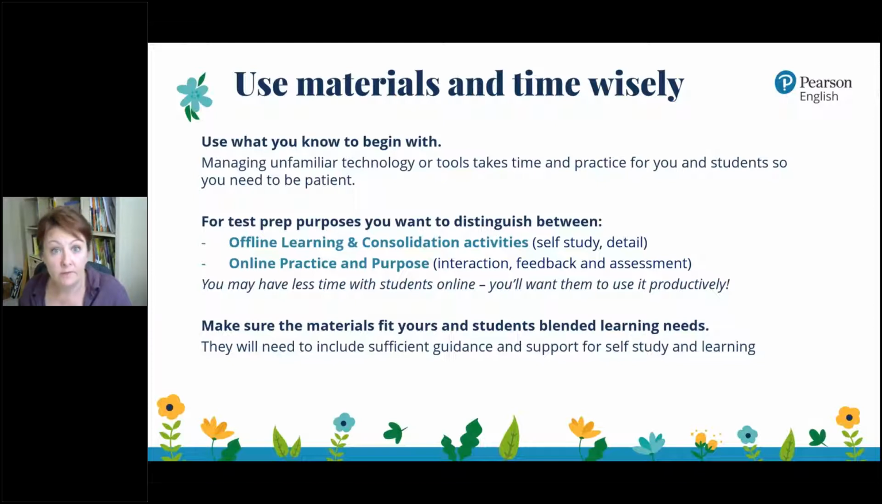There's no reason why that has to suffer from blended learning or from not being face-to-face with your students. There's lots of ways to use the time together with the students to use it as productively as possible, and we'll look at that a little bit later on. And also make sure the materials that you have fit yours and your students' blended needs. You're going to have to give your students a lot more guidance, a lot more support than you might in the face-to-face classroom situation. So that's something to consider as well.